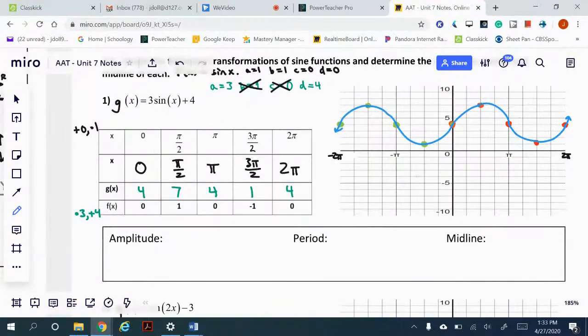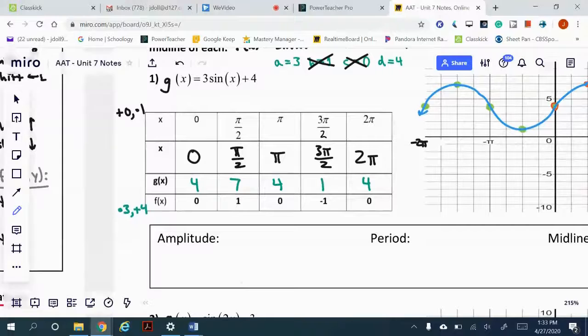All right, amplitude. Let's talk about amplitude. Amplitude we know is based on A. Since A equals 3, we want the absolute value of A, which is also 3. So our amplitude, guys, is 3. Pretty straightforward there. Yep, that's what we got.